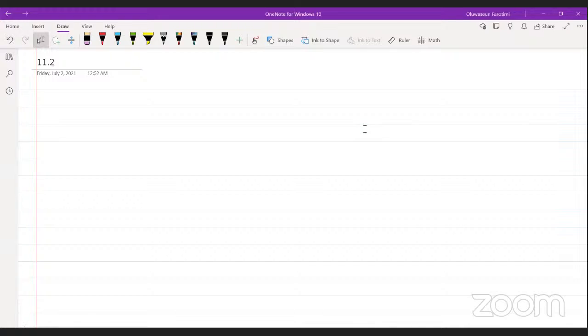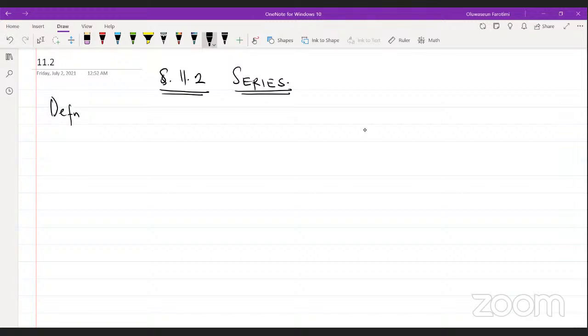Today's discussion is precisely 11.2, and that is series. In 11.1, we started discussion about sequences, which was the foundation. So we are taking it a step further by studying series. Okay, so let's make some definitions.